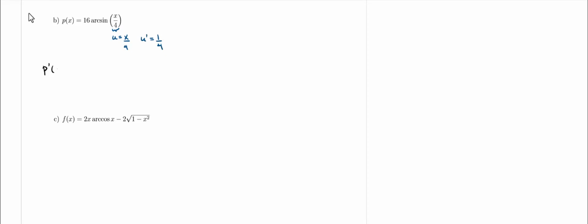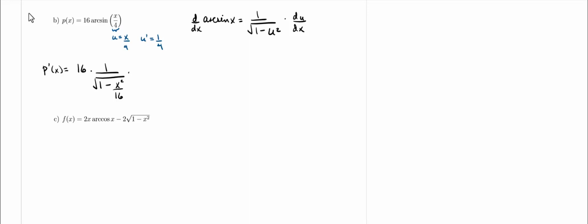Well, we're going to have here p prime of x is going to be equal to, now remember that the derivative for the arcsine, which I'll write here above, is equal to 1 over the square root of 1 minus u squared times du dx. Okay, so we identified our u already. We got the u prime, or the du dx. So now, putting everything together into the formula, we're going to have here a 16 that's a constant times 1 over the square root of 1 minus u squared, so 1 minus x squared over 16, times du dx being 1/4.